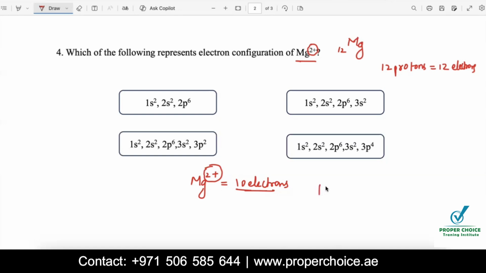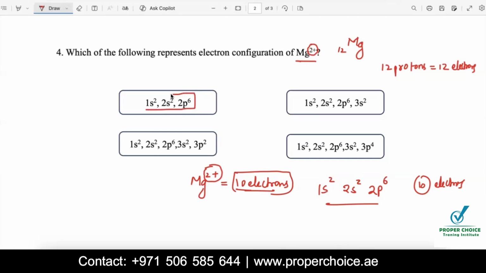the same way: 1s2, 2s2 and 2p6. Total, how many are we getting? 2 plus 2 is 4, 4 plus 6 is 10. So the number I'm writing here represents the number of electrons. Okay, so 10 electrons matches with the 10 electrons of the magnesium ion we are talking about. So the electron configuration of this magnesium ion is 1s2, 2s2, 2p6.